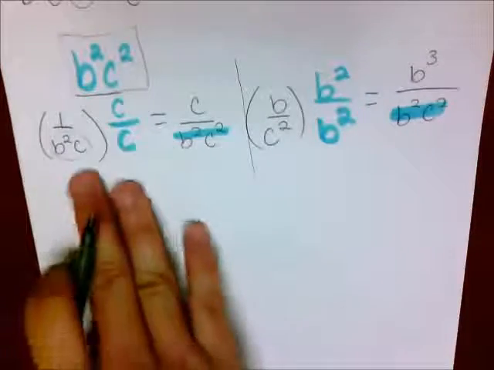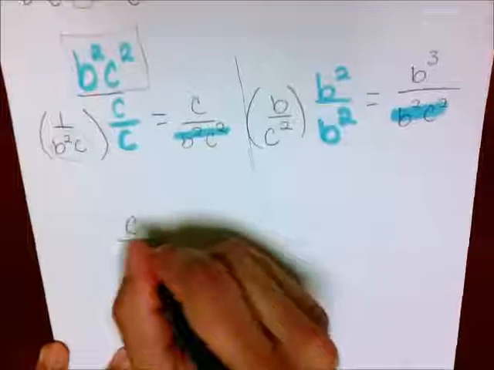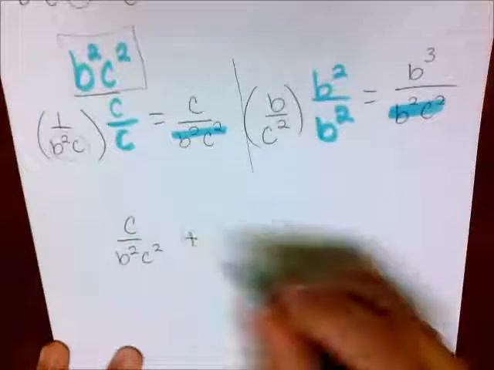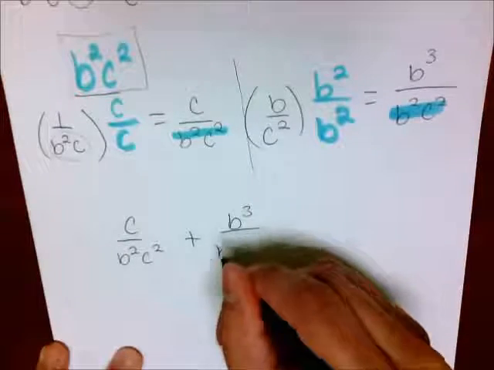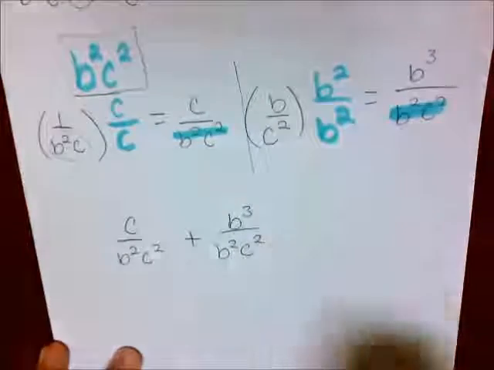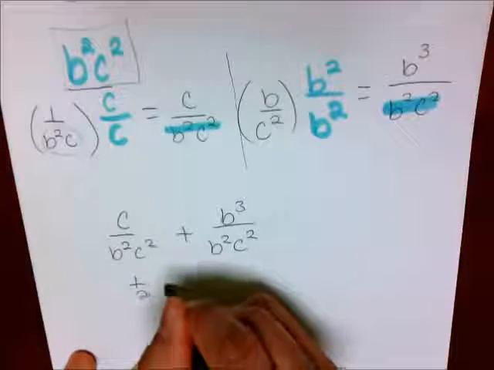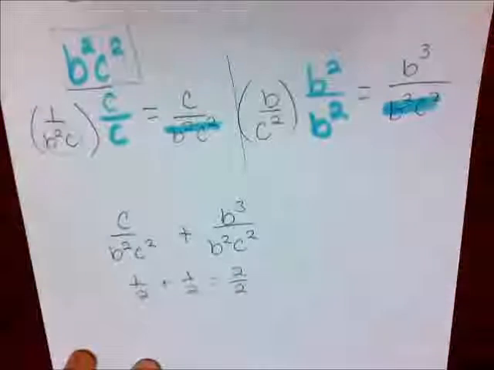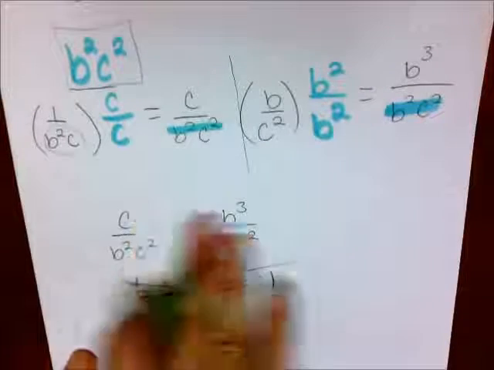Alright, so let's take our two things. Let's take our left side. So what do we find out? It was c over b squared c squared. So c over b squared c squared plus, and then let's take the thing on the right, b cubed over b squared c squared. Now, because they have the same denominator, this is just like adding 1/2 plus 1/2 or something like that. You just get 2 halves because you add right across the top, right? So all you have to do is add over the top.